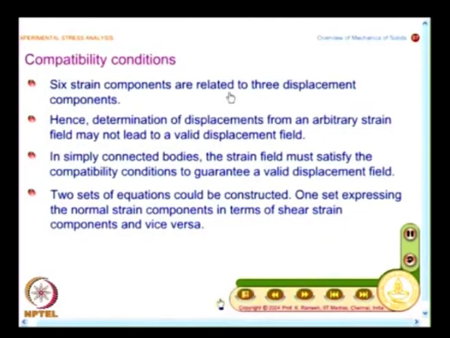And what you have here is, in simply connected bodies, the strain field must satisfy the compatibility conditions to guarantee a valid displacement field. Though in theory of elasticity you have stress formulation as well as displacement formulation, the very popular Airy stress function is basically a stress formulation. In fact, we know stress function for a variety of problems. So, you evaluate stresses, from stress strain relations evaluate strains, from strain displacement relation evaluate the displacement. But when I go from strain to displacement, I need to invoke compatibility condition, otherwise my displacement evaluation would not be compatible.